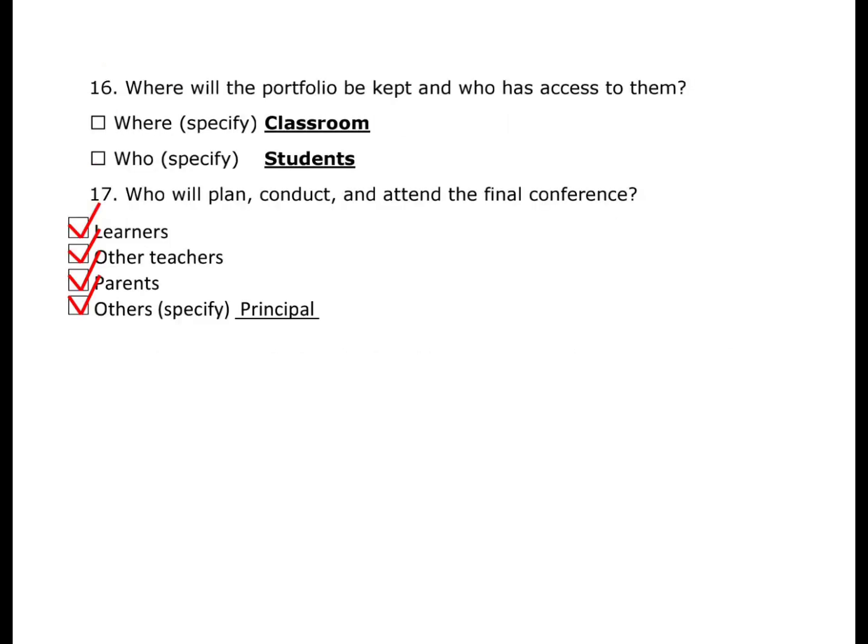So, number 16, where will the portfolio be kept and who has access to them? So, this is the question. So, my answer in where is in the classroom. And who has access is the students. Number 17, who will plan, conduct, and attend the final conference? So, my answer is learners, other teachers, parents, and principal.